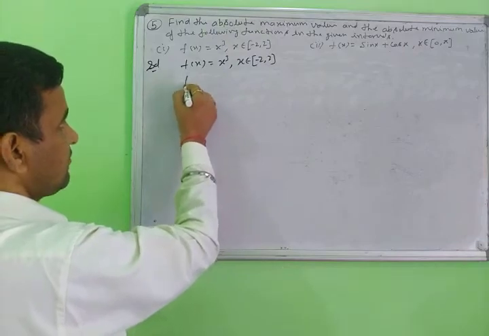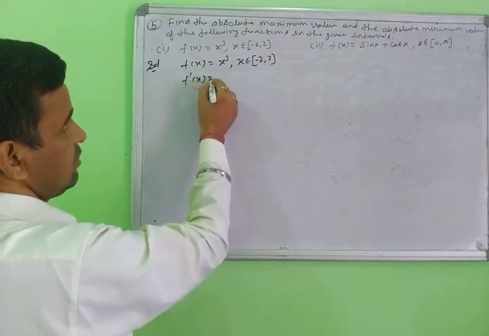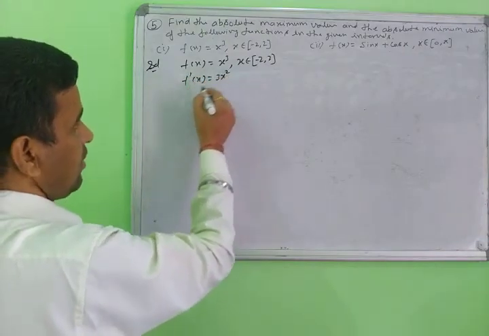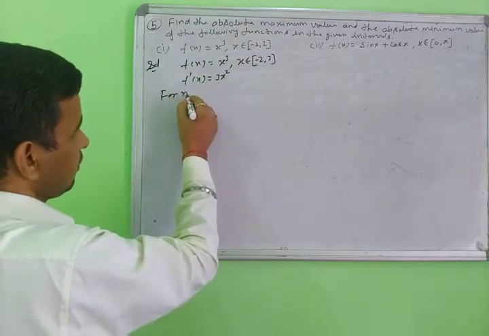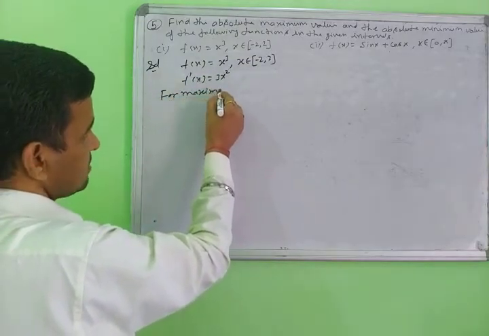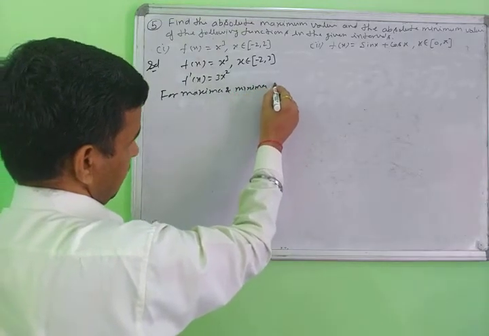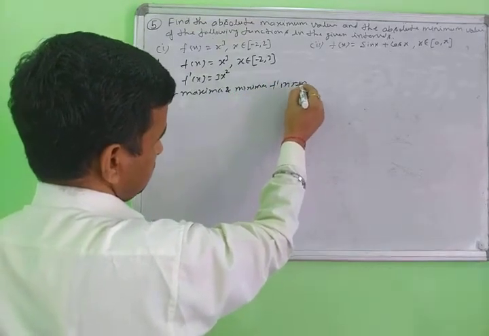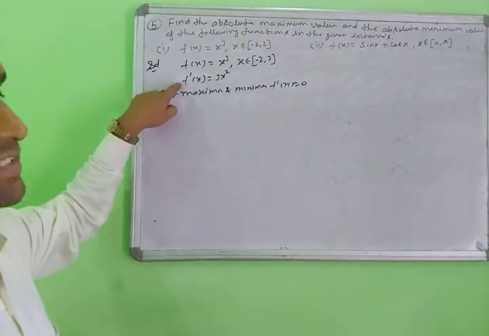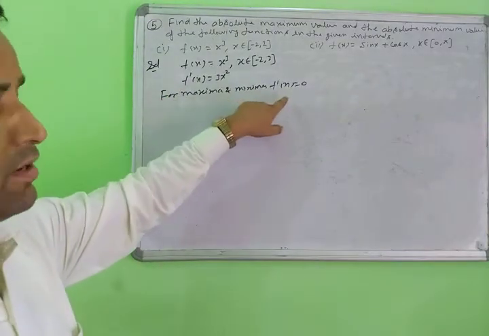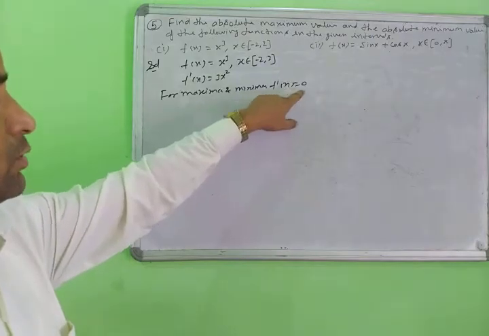So now differentiate this, f dash x, what will be here? 3x square, for maxima and minima, f dash x equal to 0. This is the first step, differentiate. This is the second step, putting the value of f dash equal to 0.